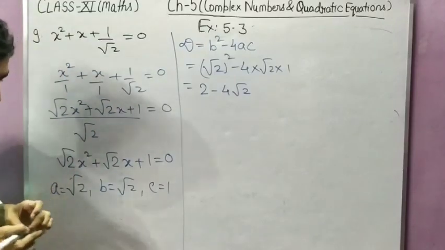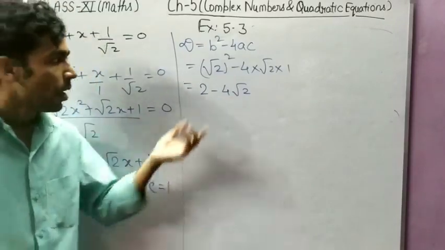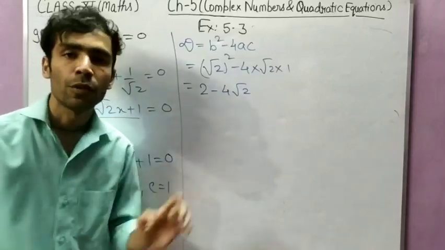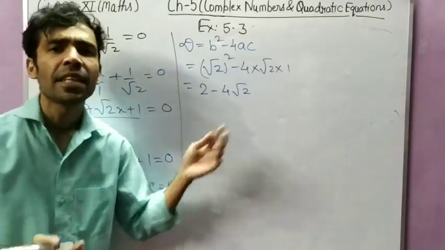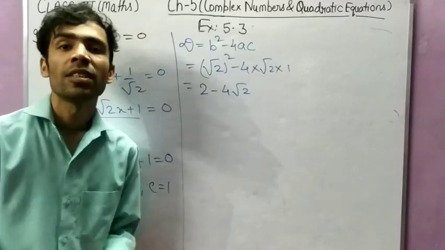So student, now the problem is that the value of d is 2 minus 4 root 2. Okay, so by seeing it we cannot say d is negative or positive or 0.